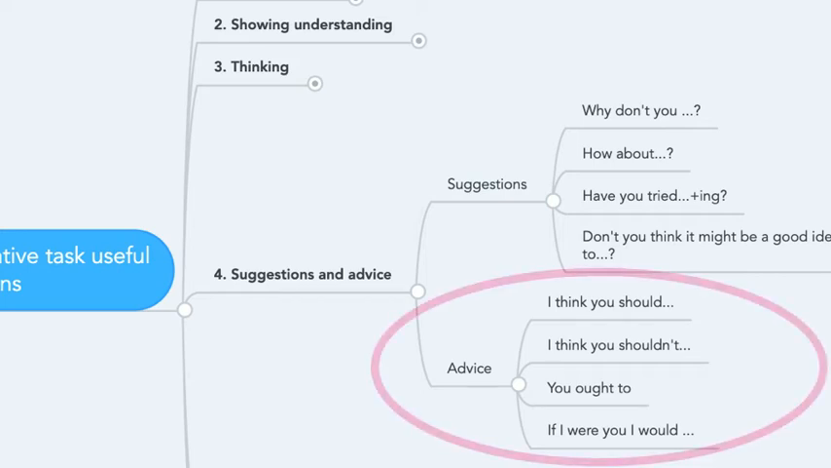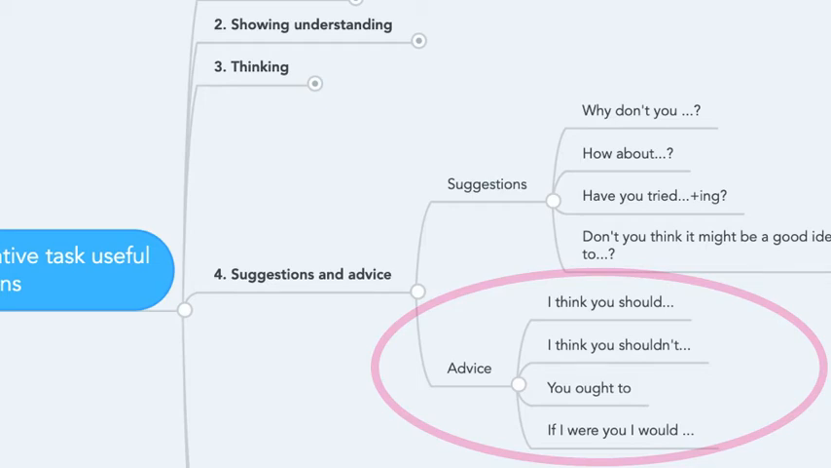Let's see. With advice, you should use modals such as should, shouldn't, ought to. Okay, and the second conditional. So, I think you should go. I think you shouldn't do.